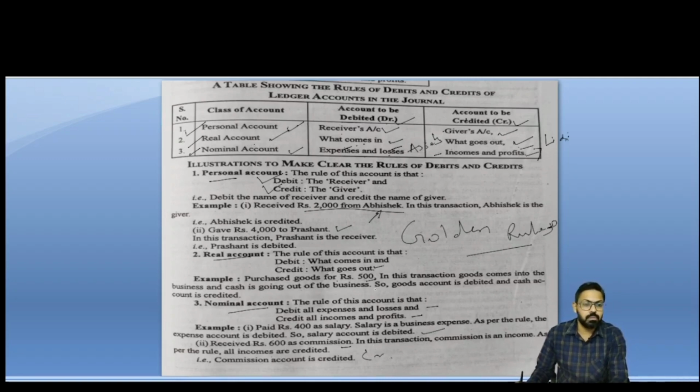So this was the rule of golden rules. Okay, and we also talked about debit and credit, left side, right side. We can write them as Dr., Cr., opposite terms both are. And we talked about some classifications, the golden rules and examples also.